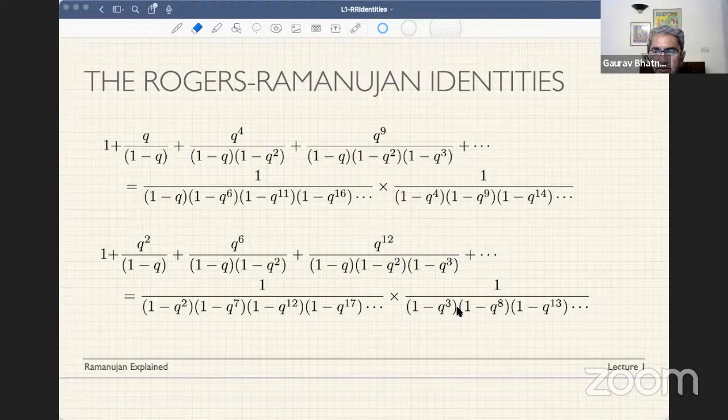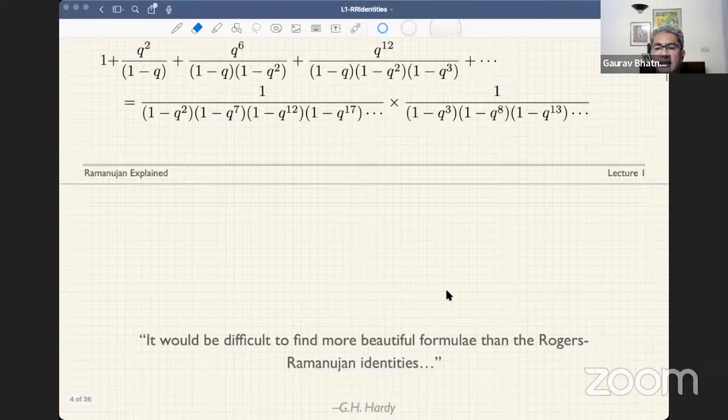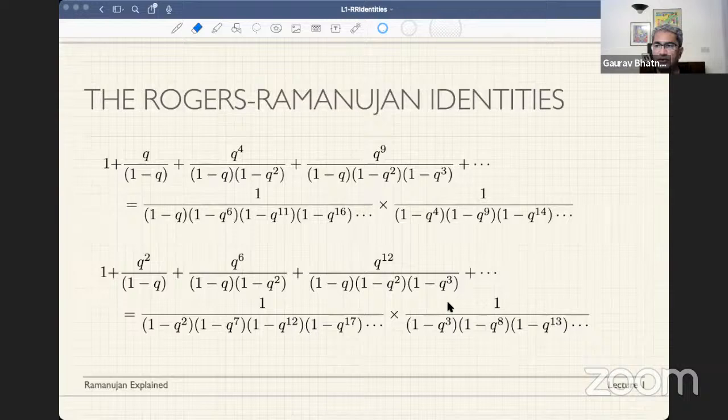On the left, it's q to the k squared plus k. So again, in the denominators, you have 1 minus q, 1 minus q squared, and so on. Speaking about these, Hardy said it would be difficult to find more beautiful formulae than the Rogers-Ramanujan identities. These have a long history. First of all, Ramanujan sent them in a letter to Hardy, and for a while nobody could prove them. And then they found that they had been proved by Rogers 20 years earlier. Several proofs followed, and now there are hundreds of proofs, which we won't get into.